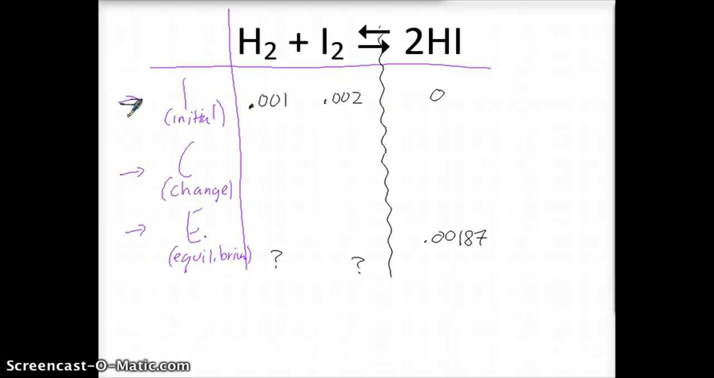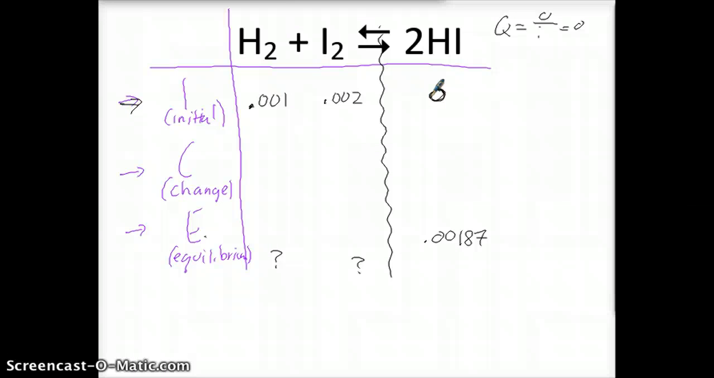Well, we learned how to predict shifts using Q and K, but I can't solve for Q here because if I did, it's just going to give me 0 over 0.002 times 0.01, some number, which is 0. Since Q is less than K, this is going to shift to the right. Another way of thinking about it is since I have no molarity, I have no molecules of HI yet, the reaction has to shift to the right in order to make this compound form.